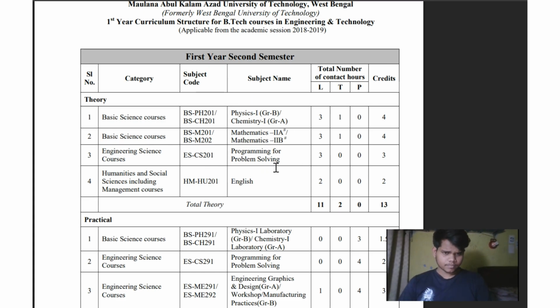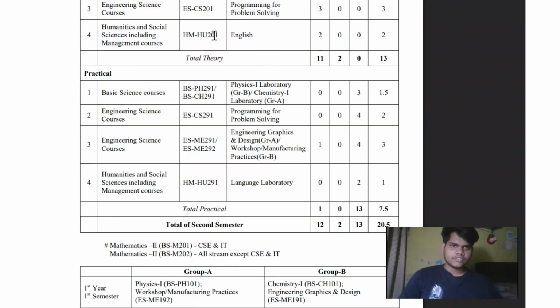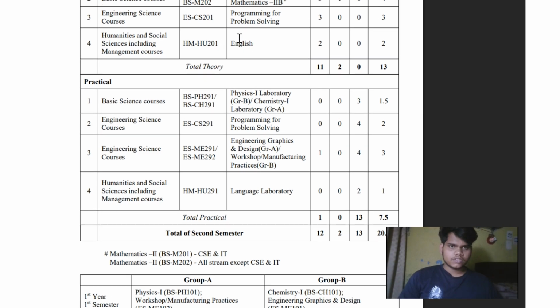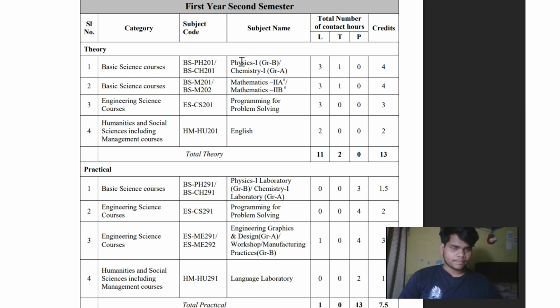This is the first thing you will be learning as a computer science student. Additionally, you will be learning English. This English is not about your grammar, this is about your communication skills. Here you will be improving your soft skills on communication. So these were your theoretical subjects.